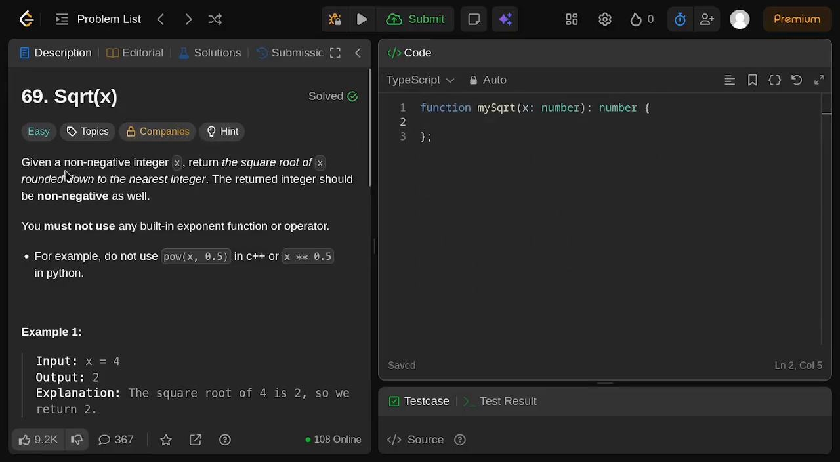For this particular challenge, given a non-negative integer x, return the square root of x rounded down to the nearest integer. The return integer should be non-negative as well. You must not use any built-in exponent function or operator. For example, do not use the pow method with x and 0.5 in C++, or the x exponent operator with the double asterisk with 0.5 in Python, to find the square root of x as the answer.